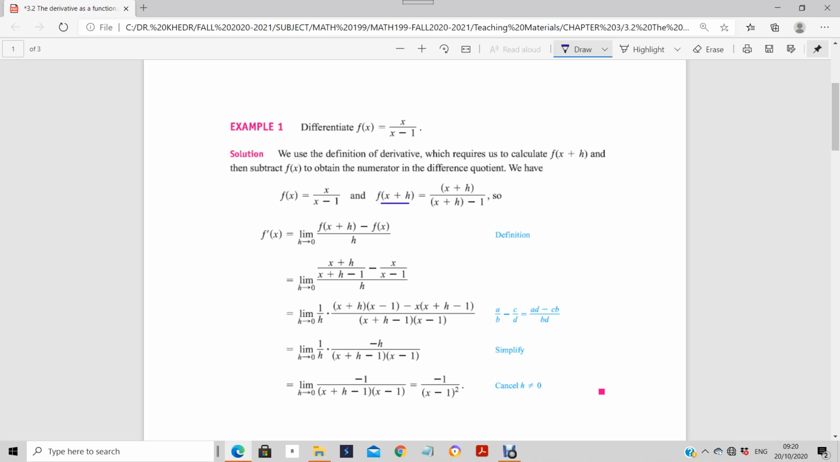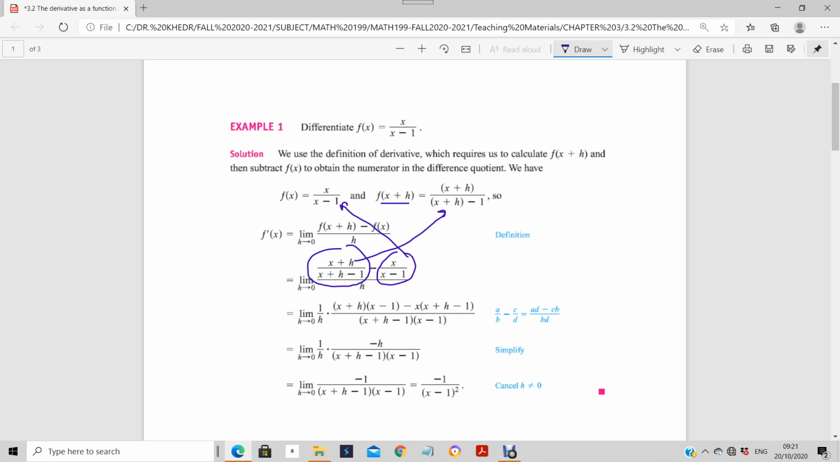So use the definition and then substitute these f of x and f of x plus h in this definition. You will get the limit of x plus h divided by x plus h minus 1. So this is the first term, what we evaluated just now, f of x plus h, minus the second term, f of x, and divided by h. Okay, simplify the numerator.